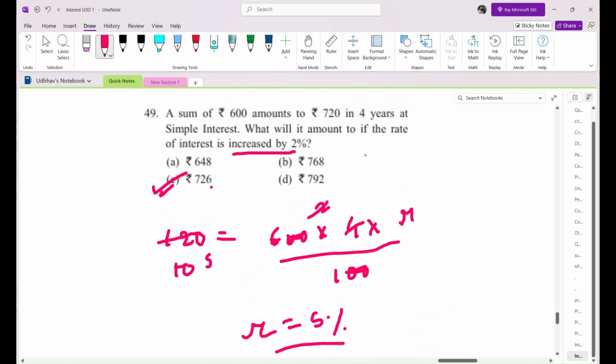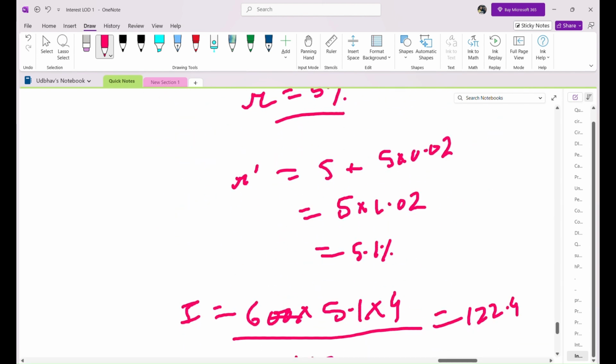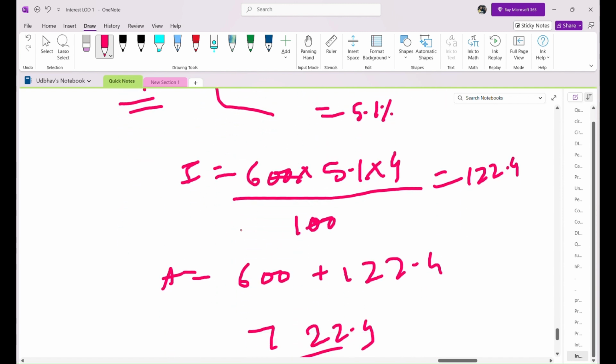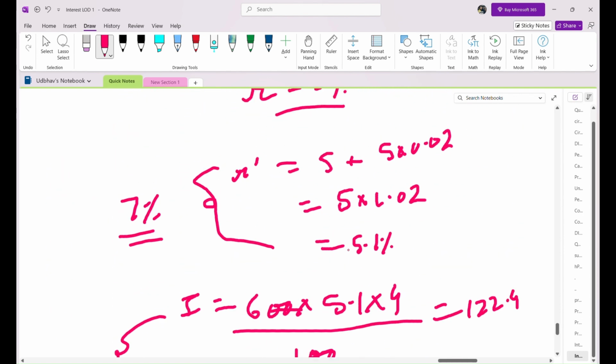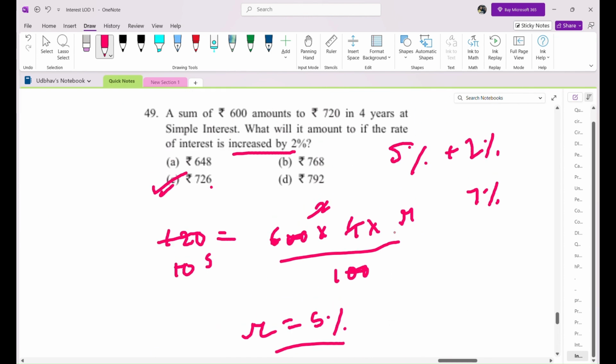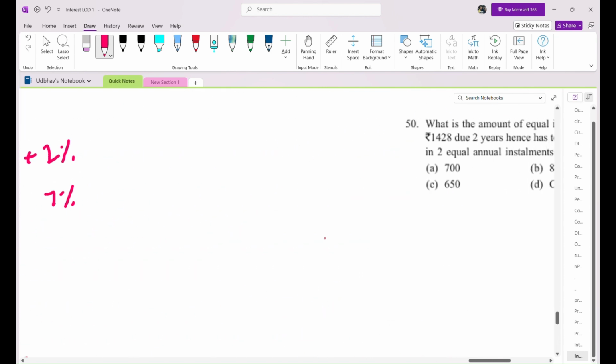Or maybe increase by 2% means first it was 5% and then it is increased by 2% more. So now the interest rate is 7%. So instead of taking 5.1, we will be taking 7% and calculating with 7% rather than 5.1%. So the answer will be something else. So just do it yourself.